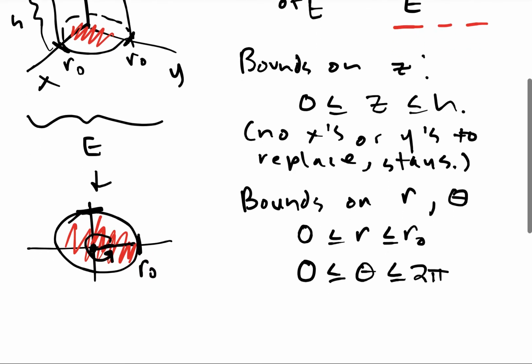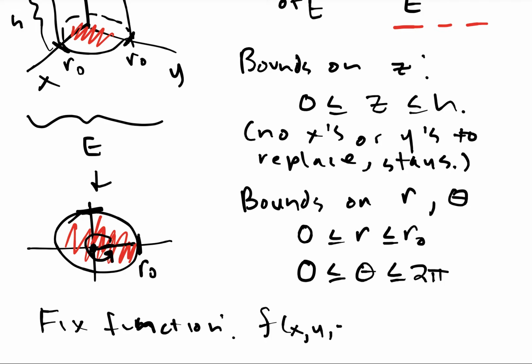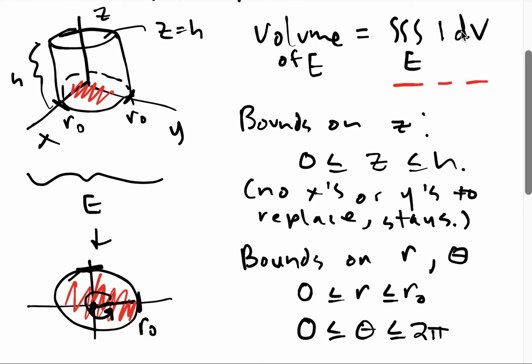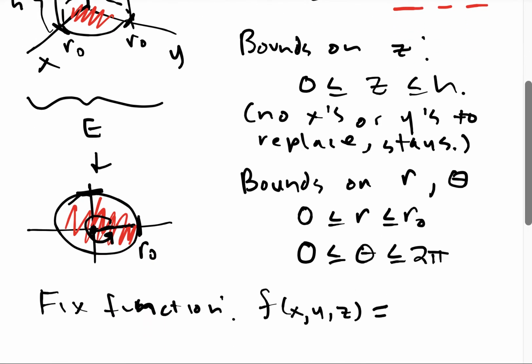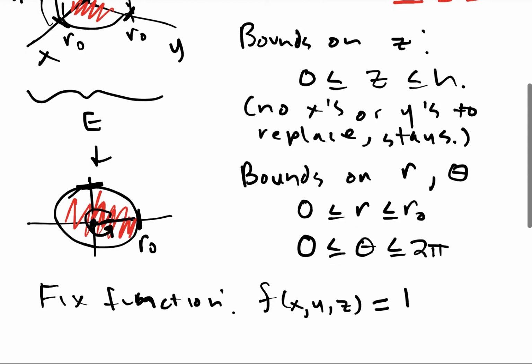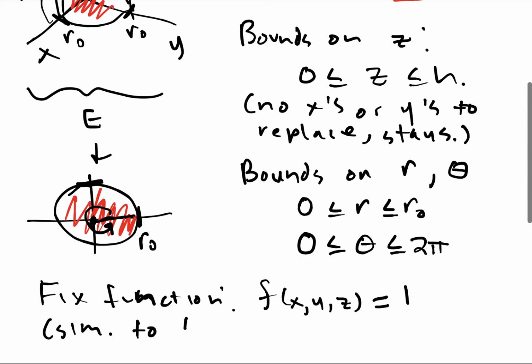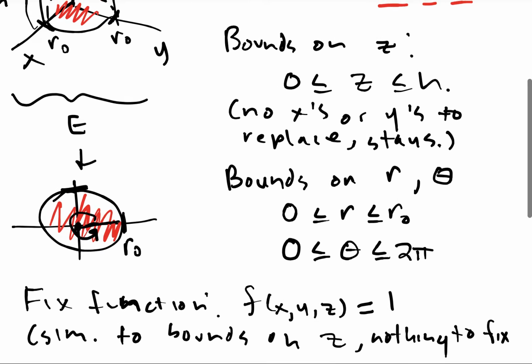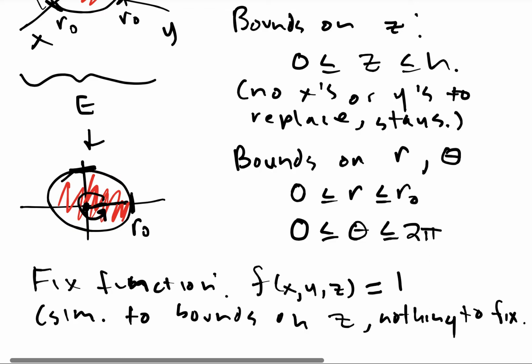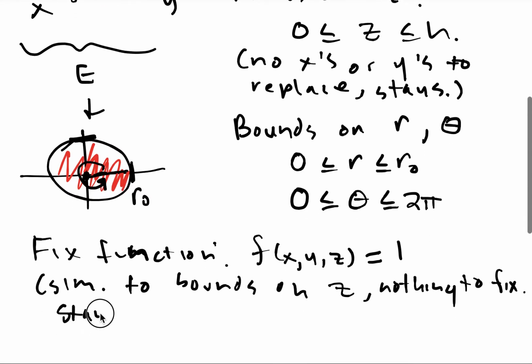The next thing that I would need to do is fix my function. This is actually pretty similar to the case where I was trying to fix my bounds on z. You'll notice that the integrand for this particular setup was 1. I'm integrating 1. If f of xyz is 1, and we said we had to fix the function by replacing all the x's and y's with r cosine theta and r sine theta, I'll go ahead and note this is similar to my bounds on z: there's actually nothing to fix. If you don't see any x's or y's here, we can leave it. x's and y's are the only things that we need to replace. So this guy also stays the same.